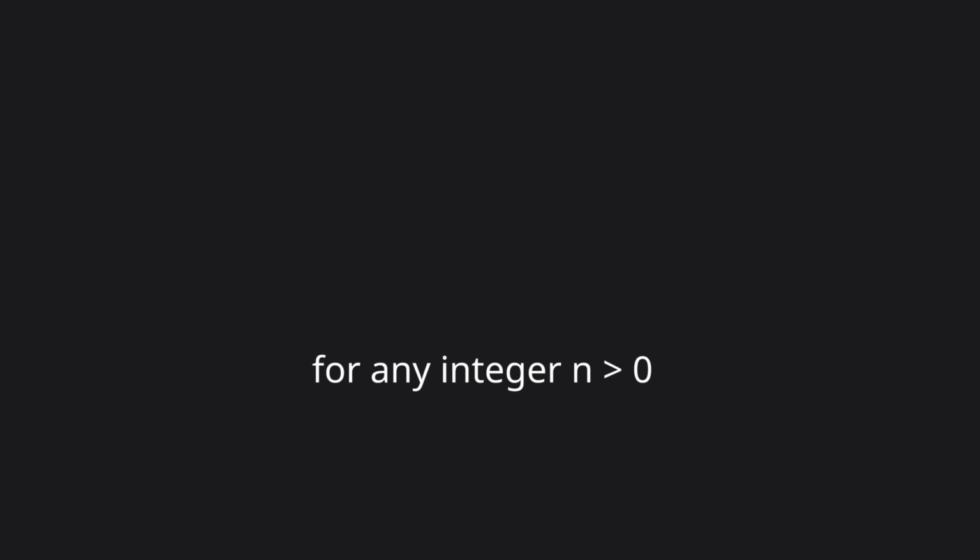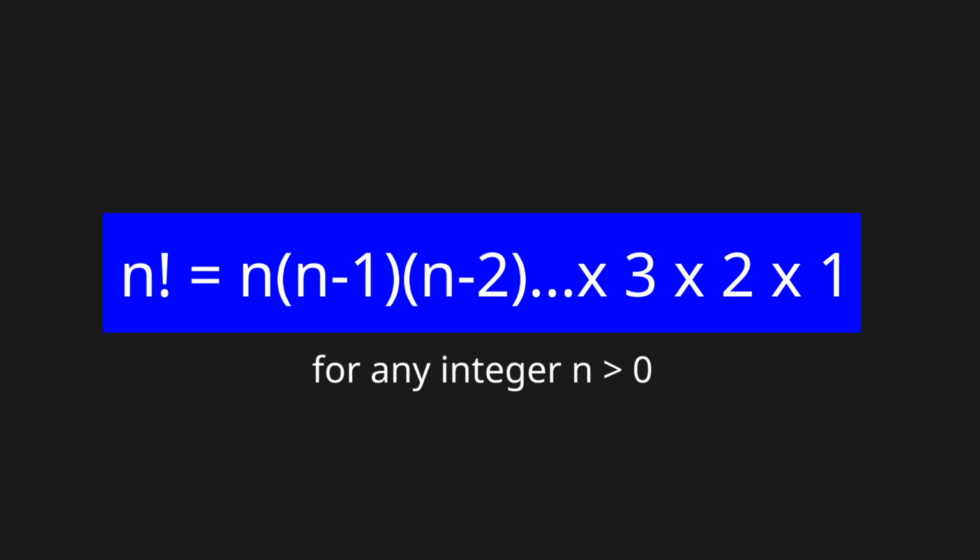For any integer n greater than 0, we can say that n factorial is equal to n times n minus 1 times n minus 2, all the way to times 3 times 2 times 1.